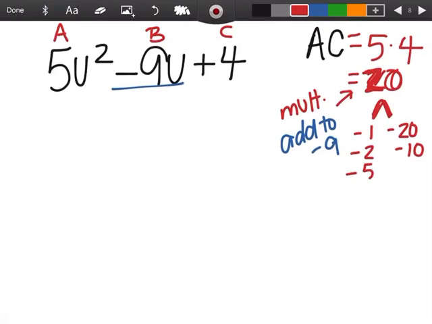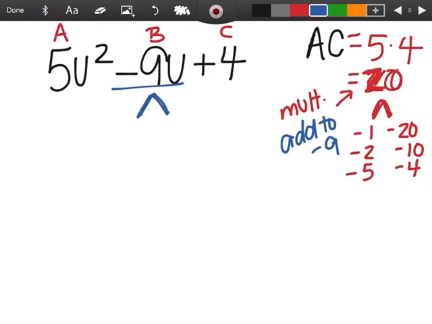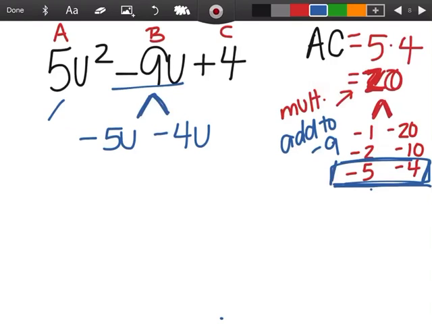So negative 1 and negative 20, negative 2 and negative 10. You might not need to show all your work to find that it's negative 5 and negative 4. So this is what the AC method says. It says that instead of writing this as u minus 5, u minus 4, this is how I'm splitting up this middle term. So I'm going to rewrite negative 9u as having two terms, negative 5u minus 4u. And that comes from these two terms here. And then I'm going to bring down the other two. So 5u squared minus 5u minus 4u plus 4.